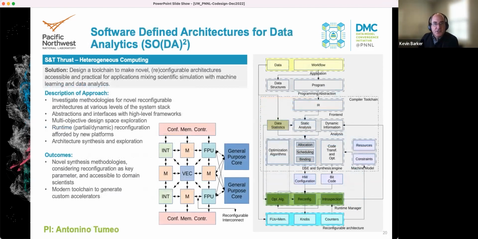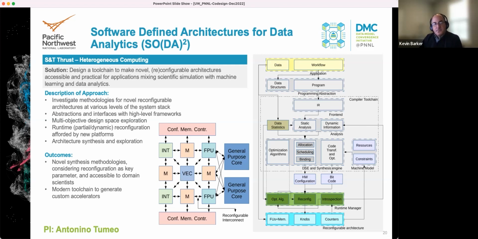A second project is called SOTA Squared, which is software-defined architectures for data analytics. And Antonino Tomeo is the PI of this project. And SOTA really is kind of a high-level languages to silicon compiler framework, where you might take something in Python or another high-level language and compile down at least a GDS2 down to a silicon description language that can be used with back-end tools from someone like Cadence to actually do place and route and things like that.